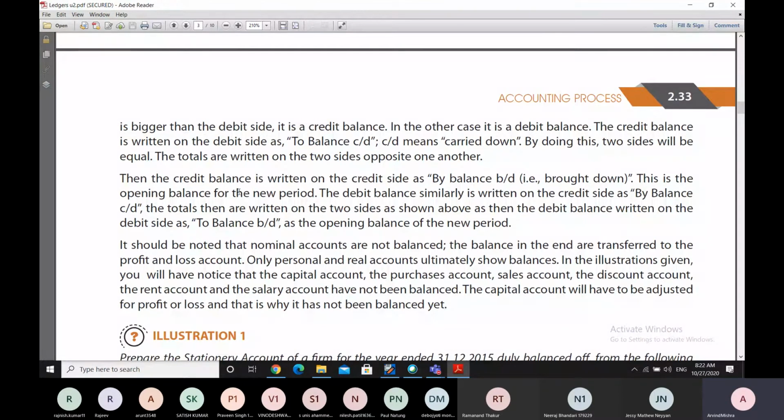Similarly, we have seen that the credit balance is written on the debit side. So the debit balance will be written on the credit side. Here the word credit balance is mentioned, but wrongly. We have to read it as debit. Debit balance is written on the credit side, and we start that with "By", because we are writing an entry on the credit side, and every entry on the credit side has to start with "By". So we write "By balance brought down".